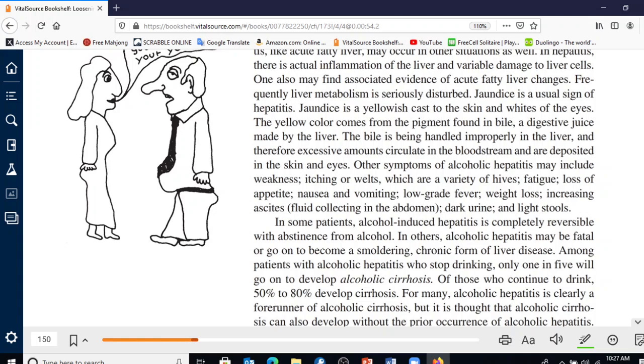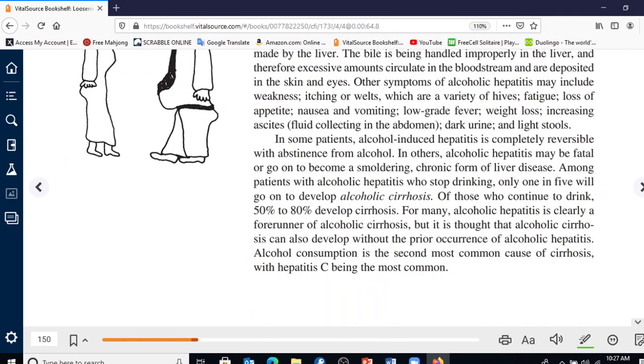In some patients, alcohol hepatitis is reversible. If you just stop drinking and eat well and take care of yourself, it may reverse. But then again, it may not. And if it goes on, then you're probably going to develop cirrhosis. And cirrhosis is deadly.